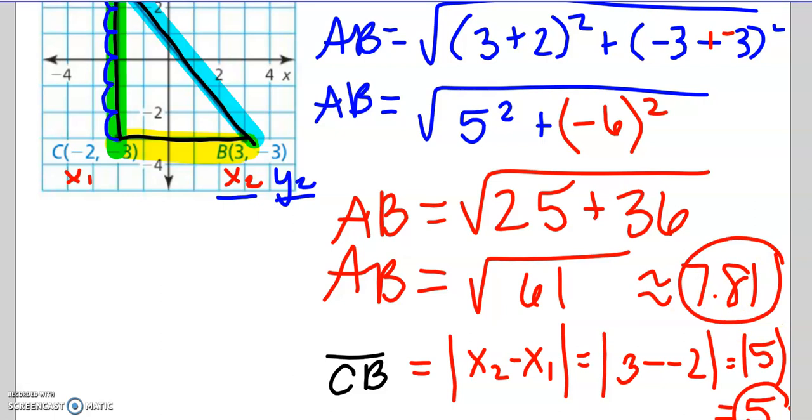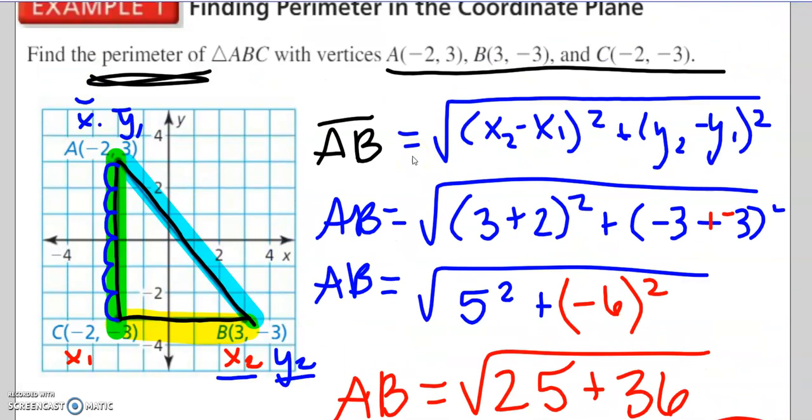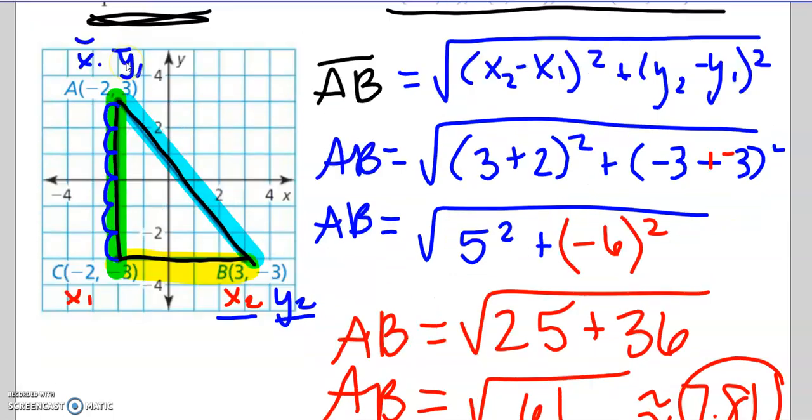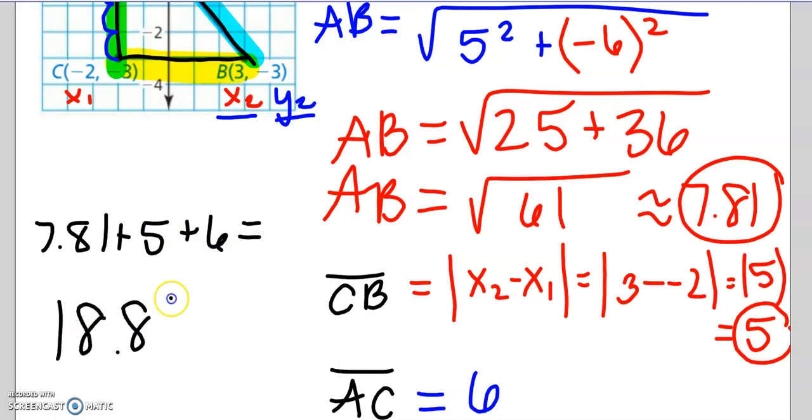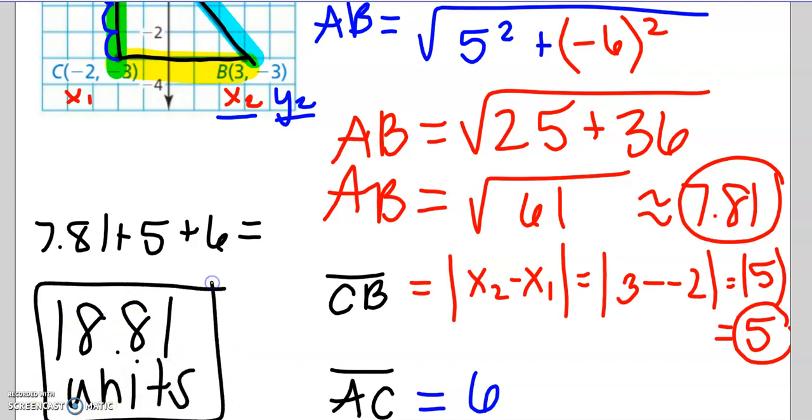So backtrack, we found 3 things just then, 3 different ways depending on the type of line we were looking at. Find the perimeter. I now need to go back and add all of my lengths of the sides. So I'm going to have 7.81 plus 5 plus 6 equals 18.81 units is my perimeter. Okay, guys, that's how we're going to find the perimeter of a triangle.